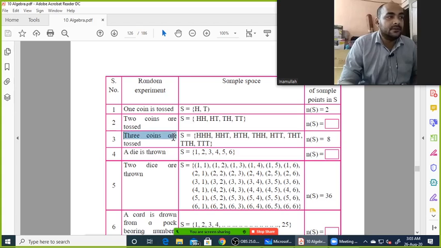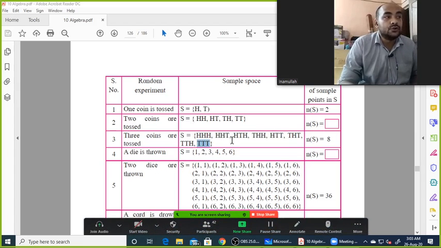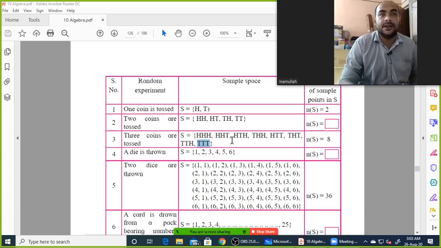If you toss three coins or one coin three times, then sample space would be head head head, head head tail, head tail head, tail head head, head tail tail, tail head tail, tail tail head, and all three may give you tail tail. So these are eight possibilities, eight outcomes you may have when you toss three coins together or one coin three times.